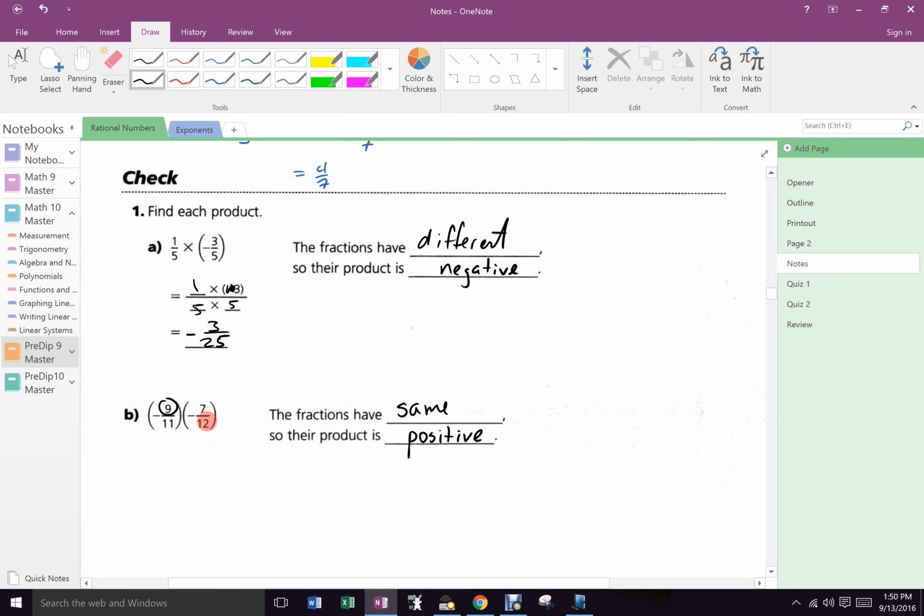Okay, so can we do any canceling here? Yes. 9 and 12 don't work together? They work. Yeah, they do. What goes into 9 and 12? 3. How many 3s in 9? 3. How many 3s in 12? 4. Do 7 and 11 work together? Only at the store.